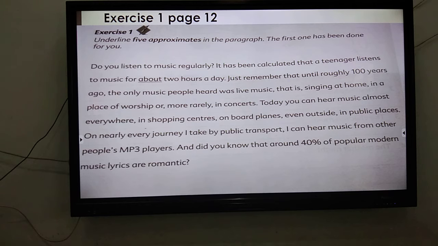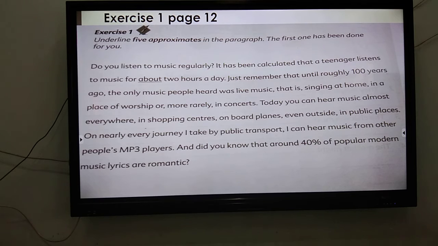On nearly every journey I take by public transport, I can hear music from other people's MP3 players. And did you know that around 40% of popular modern music lyrics are romantic? That means we should not misuse the things that we have in our hands. Yes, music is good for us, but make sure that we do not use it or listen to it all the time.